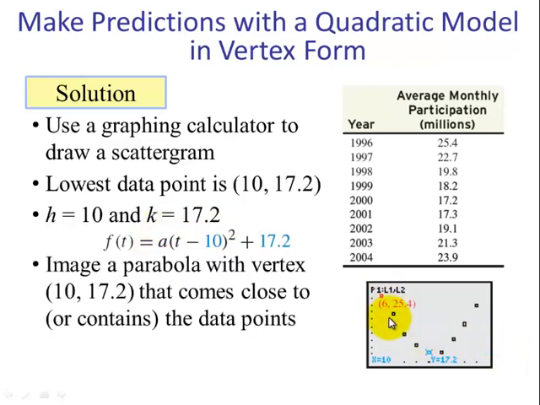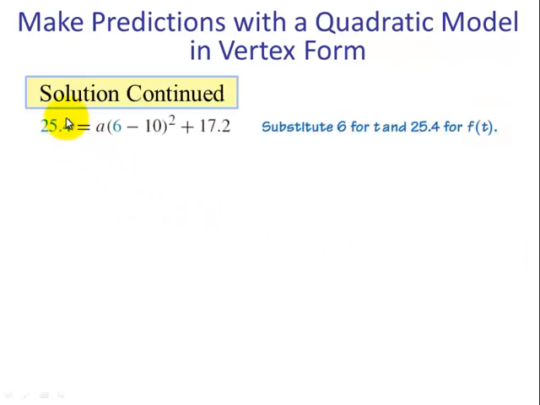So if we imagine a parabola going through this vertex that comes close or contains a data point, I'm going to use this data point here, 6, 25.4. We can find the value of a. Our y was 25.4, our x was 6, we plug that in. Now we follow the order of operations here. 6 minus 10 is negative 4. We now need to square. Negative 4 squared is 16.